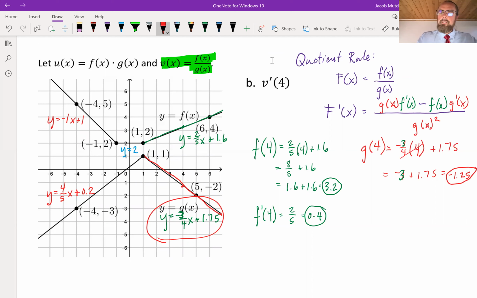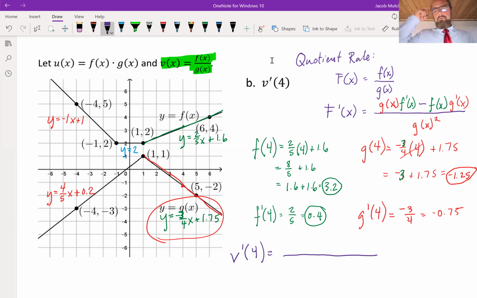Okay, good to check that. And then finally, the derivative of g at 4 is the slope of that line, so negative 3/4 or negative 0.75. So we're ready to set up for our quotient rule to calculate now. So again, I'll just put the notation there. We're calculating the derivative of the v function at 4. And we'll just plug into our rule and then we'll calculate, probably using Desmos.